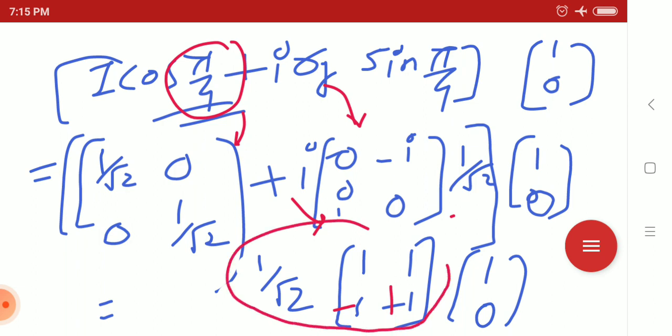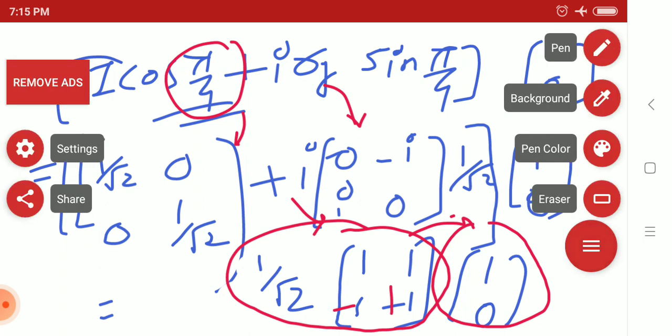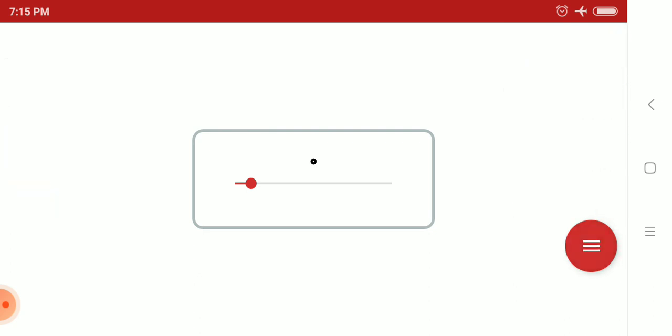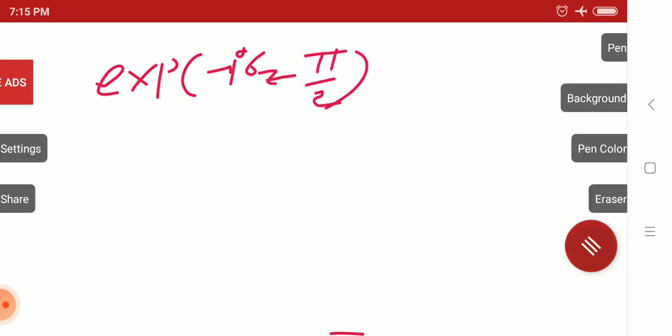So after the first operation, we have still not operated this matrix, 1/√2 [1, 1; −1, 1], on the ket vector [1, 0]. We will calculate the second operator first, then we will apply them at last. The second operator is exponential of −iσ_z π/2. Do the same calculation in this way.